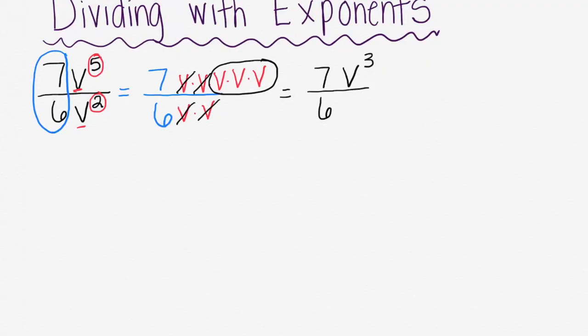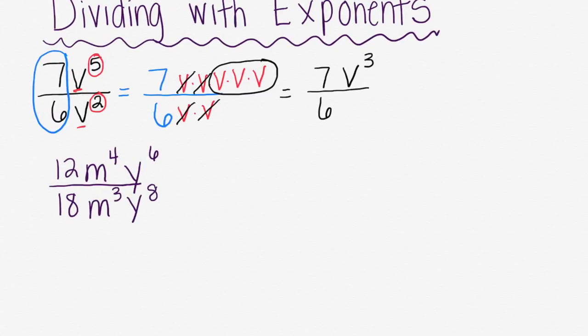What if we have something like 12 over 18, m to the 4th, y to the 6th, and m to the 3rd, y to the 8th.